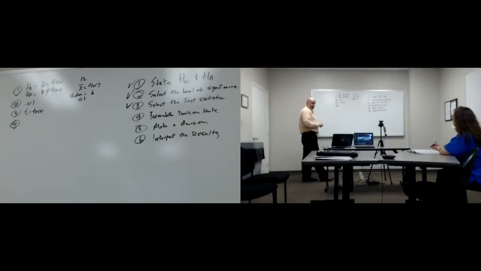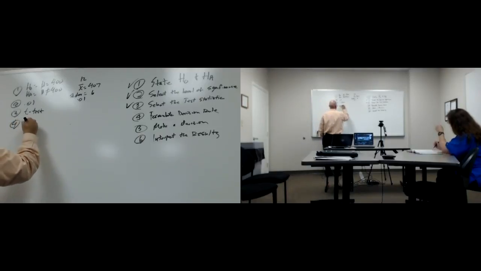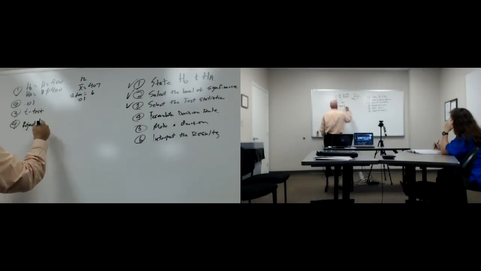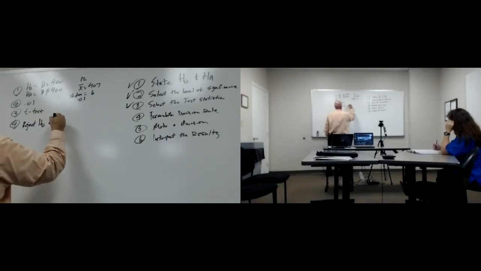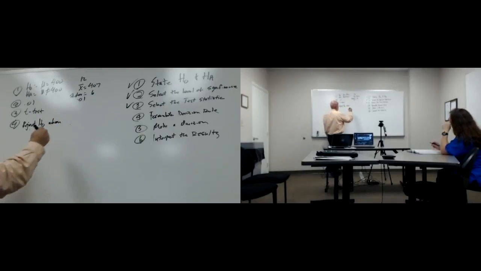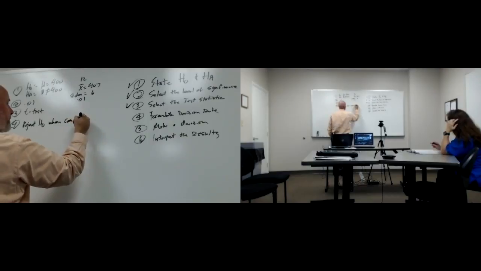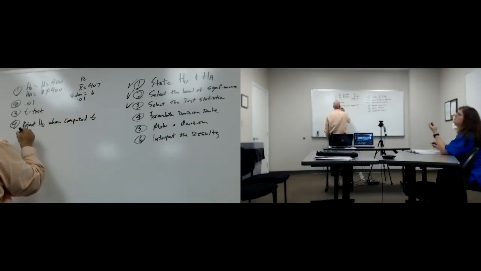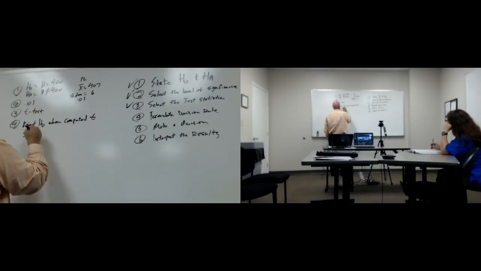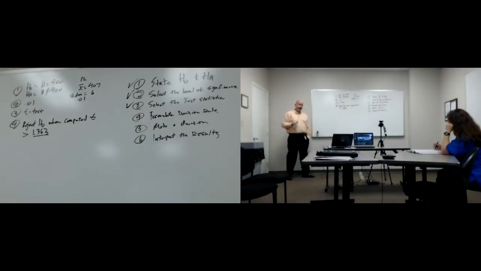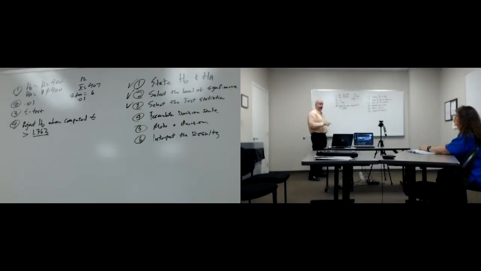Now, formulate the decision rule. Reject the null hypothesis when the computed t is greater than 1.363. Where are you getting this 1.363? From the t value on the appendix B5. So from your appendix, t value.